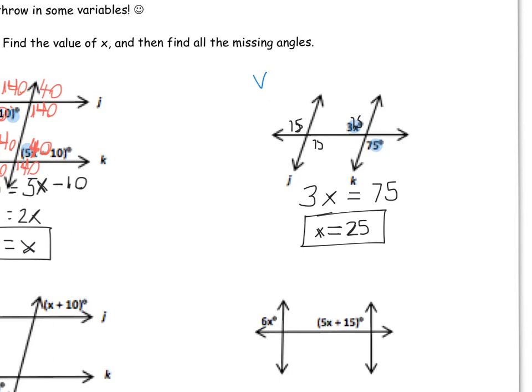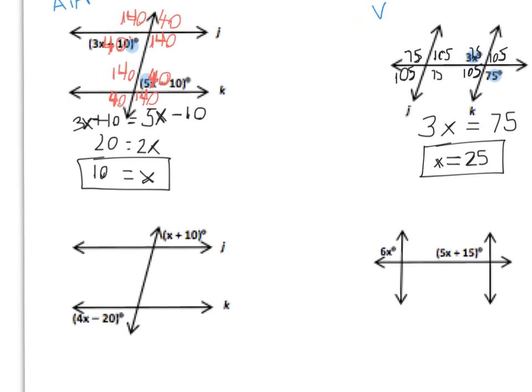Now find the other ones. How do I find the other ones? Linear pair. So it's going to be 105. And then just follow the zigzag to the other way. 105, 105, 105. Awesome. Let's look at the next one.